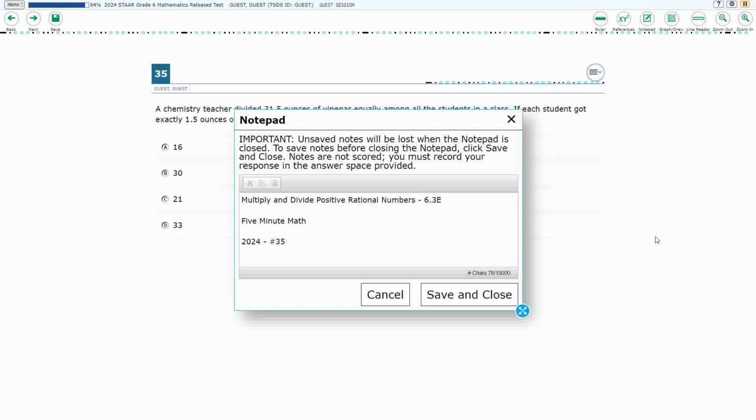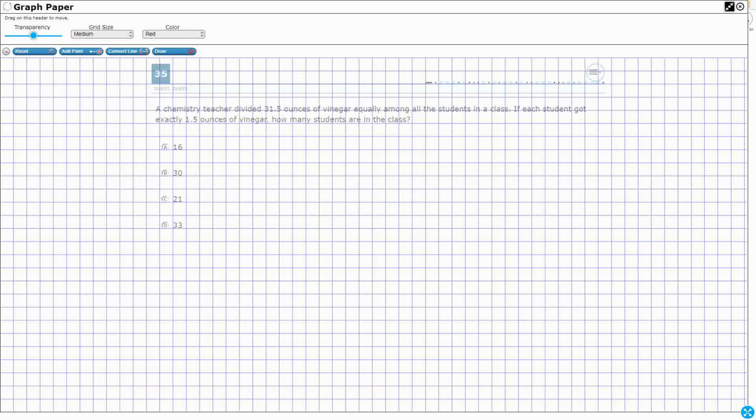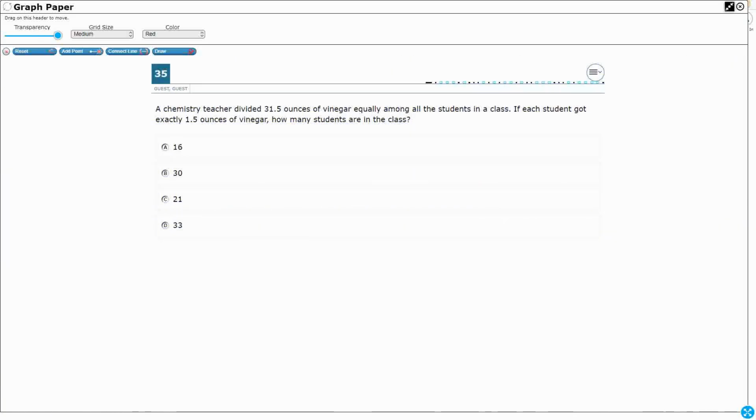Today we are looking at the 6th grade concept of multiplying and dividing positive rational numbers. This is standard 6.3e in the great state of Texas, and we are using item number 35 off the 2024 released STAAR test. If you haven't done so already, please take a moment to pause the video, work this problem out on your own, unpause it, and we will look at our answers together.